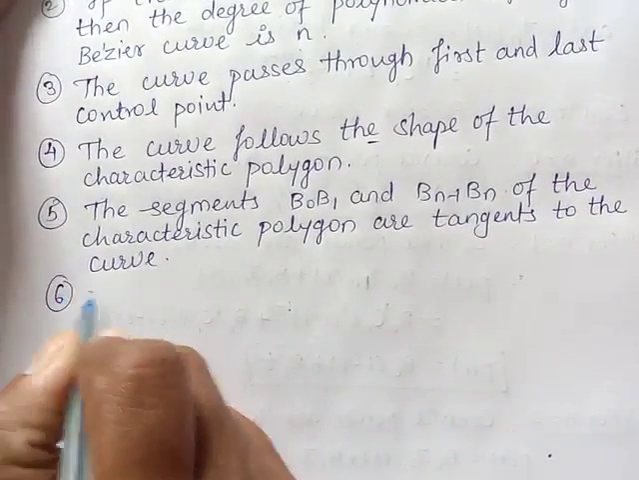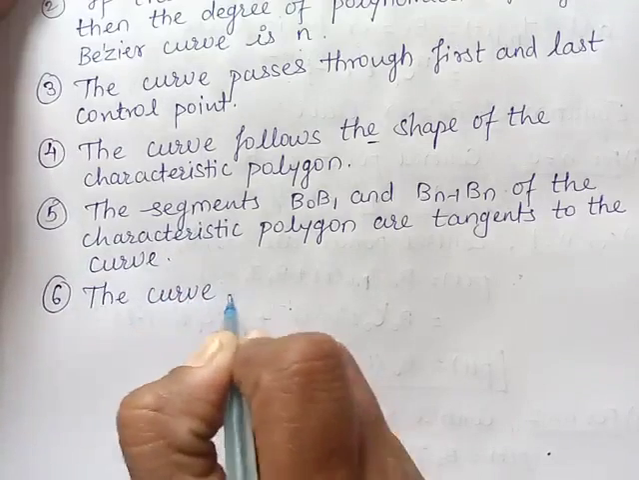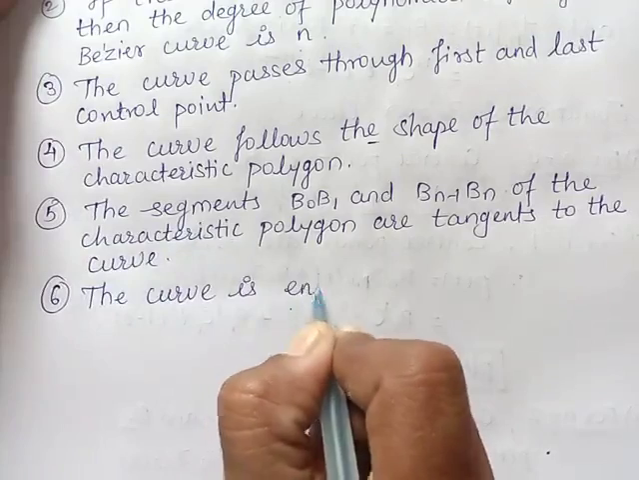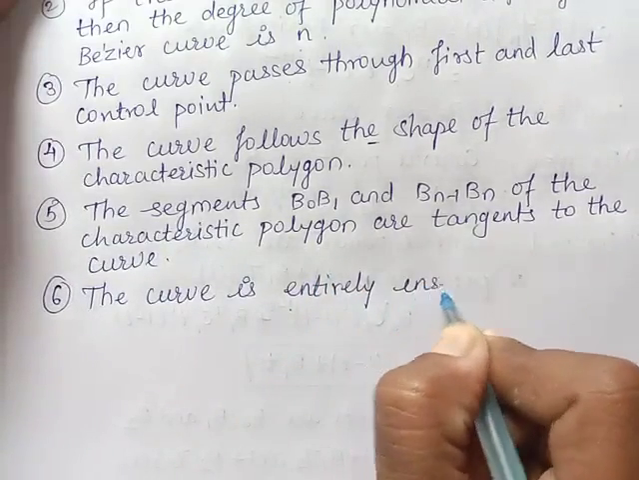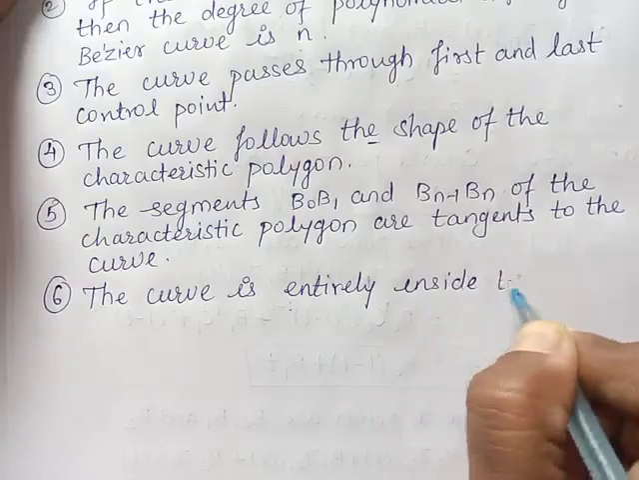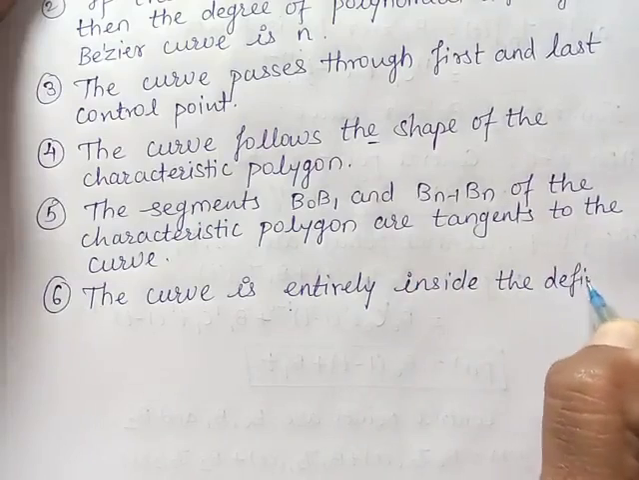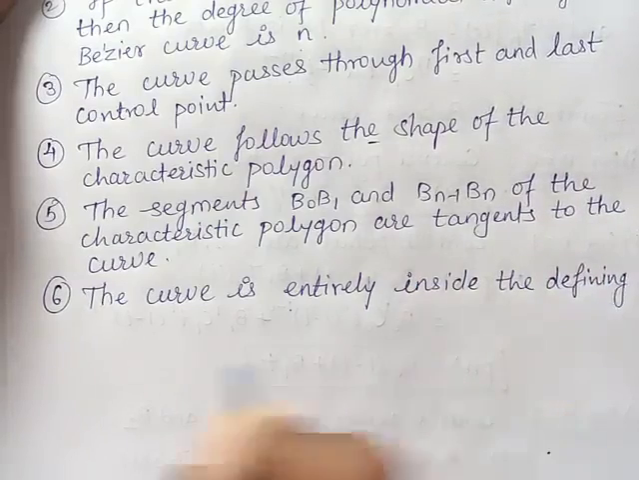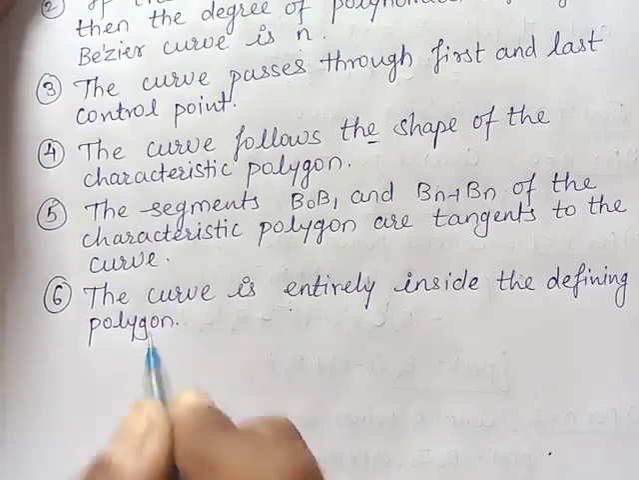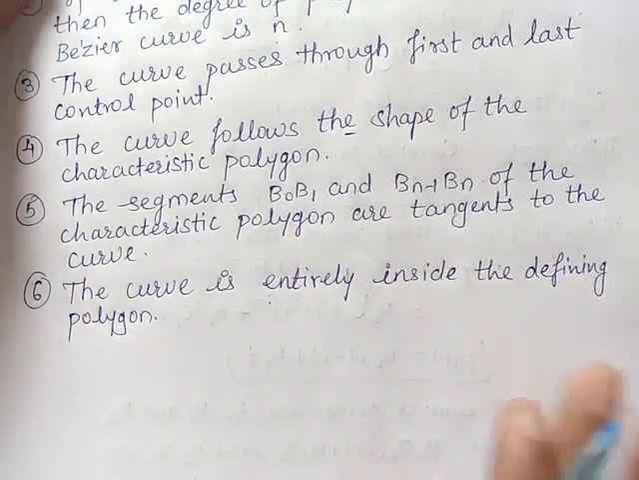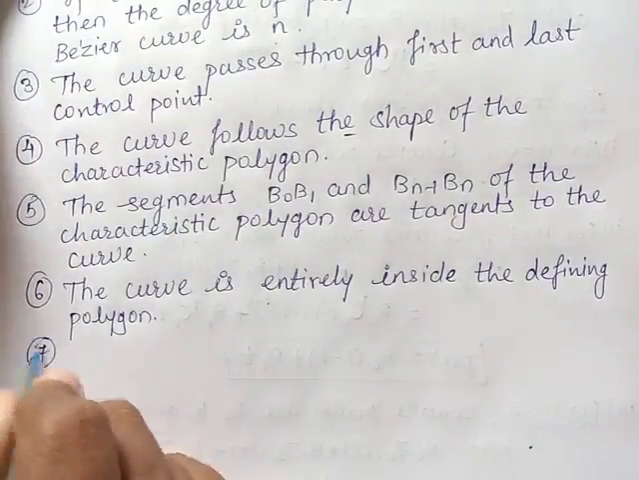Now sixth property, the curve is entirely inside the defining polygon. Entirely inside the defining polygon. It lies between the characteristic polygon.